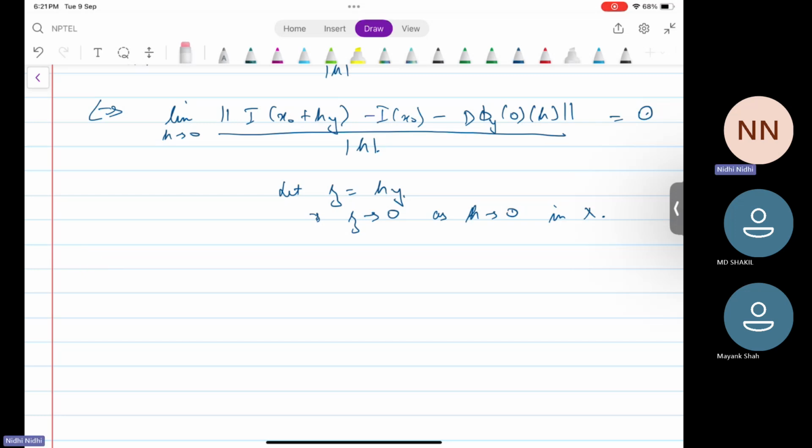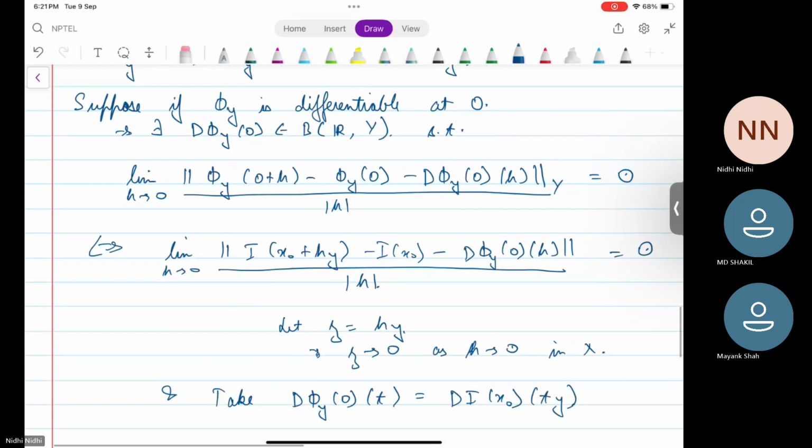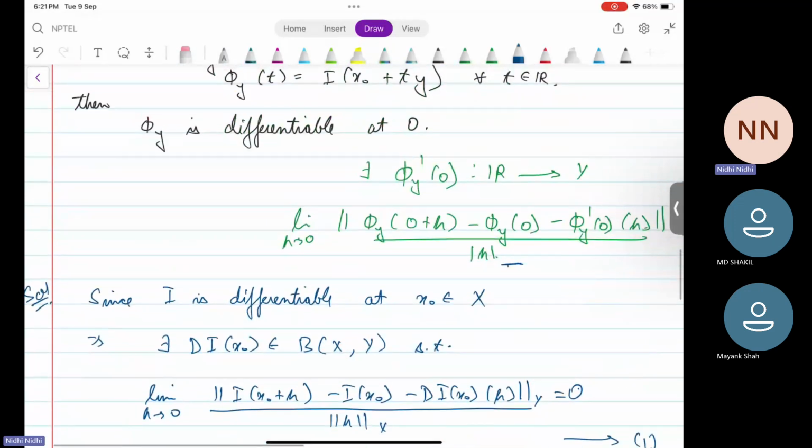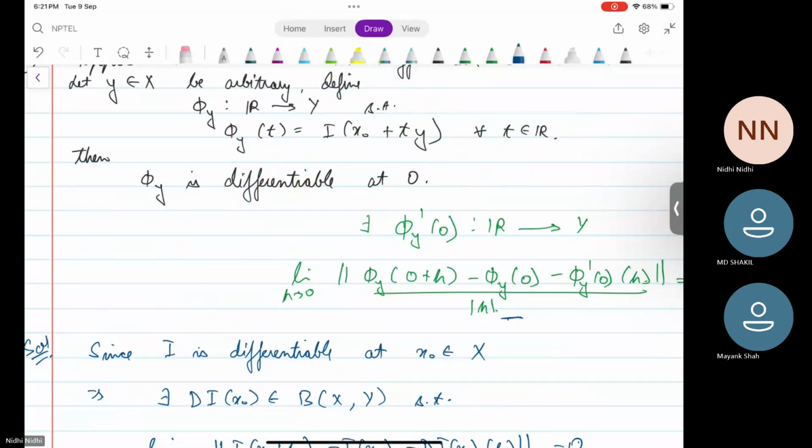Also, if I take d phi y 0 at t, this is equal to dI x naught at t y. So how did we get that?